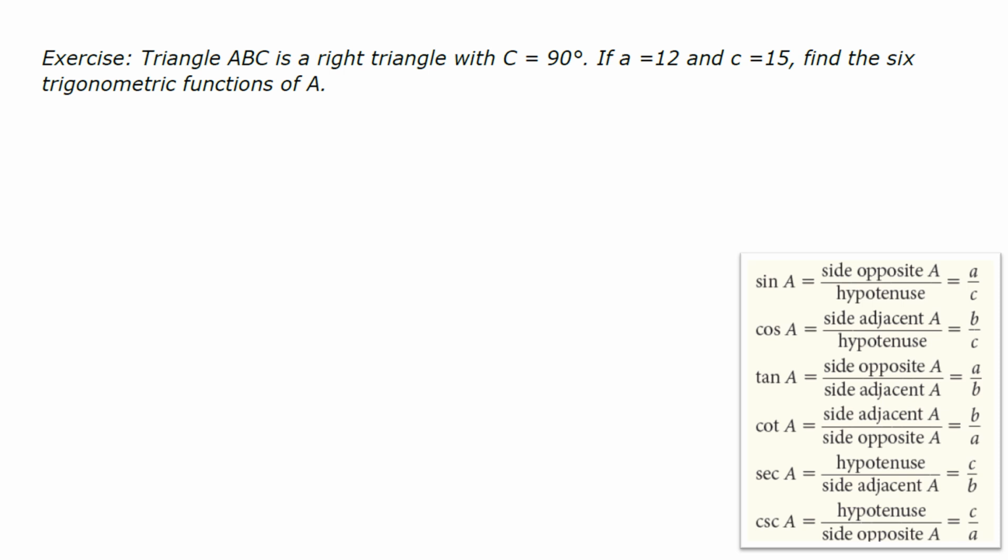Let's do our first example. Triangle ABC is a right triangle with C equaling 90 degrees. If A equals 12 and C equals 15, find the 6 trigonometric functions of A. So here we're given the name of our triangle, which is ABC. So let's draw a triangle A, B, C, and this triangle we know is a right triangle with C equaling 90 degrees.